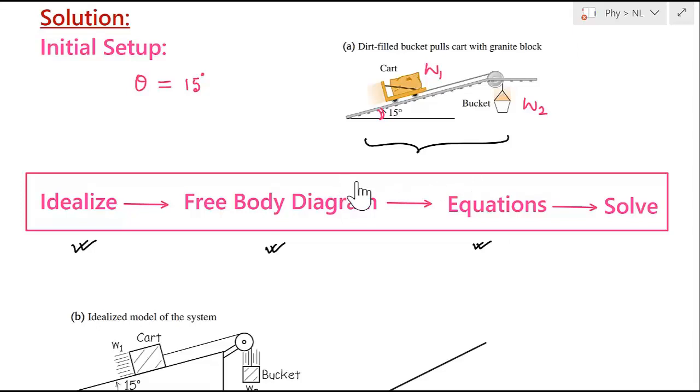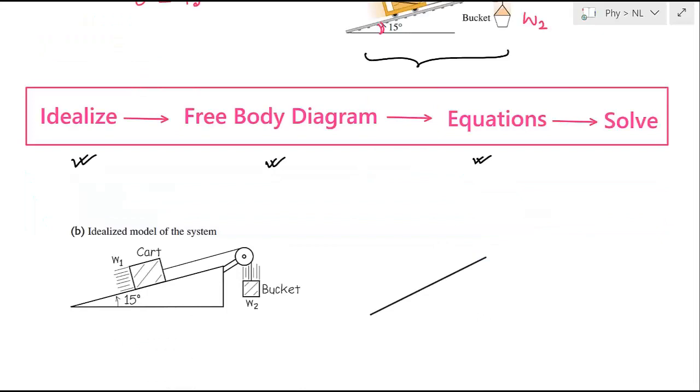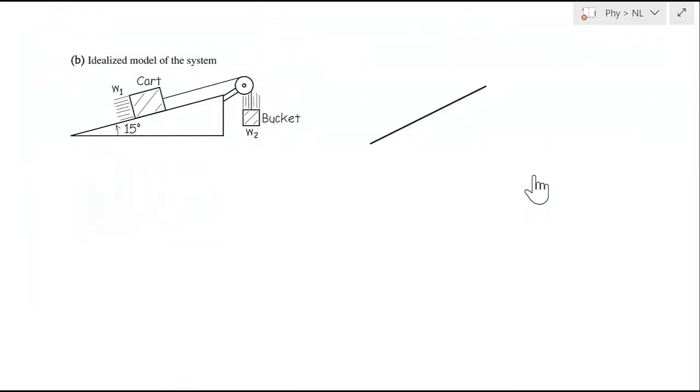So this is the idealized system. I can show the cart plus granite block something like this and the bucket something like this. Then I can assume there is a pulley, and the cables are connected and pass over the pulley. So I have to draw the free body diagram. Let us first show this cart plus granite. I am showing it here. So this is the free body diagram of the cart.